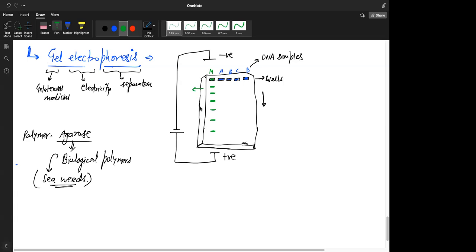So where will be 10 kb? Towards the negative or away from the negative? 10 kb means bigger DNA. Towards the negative.